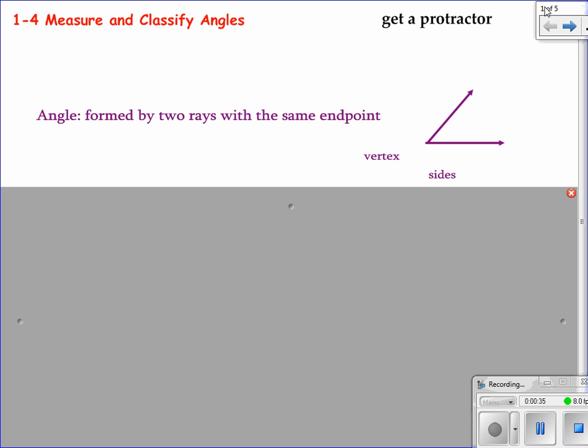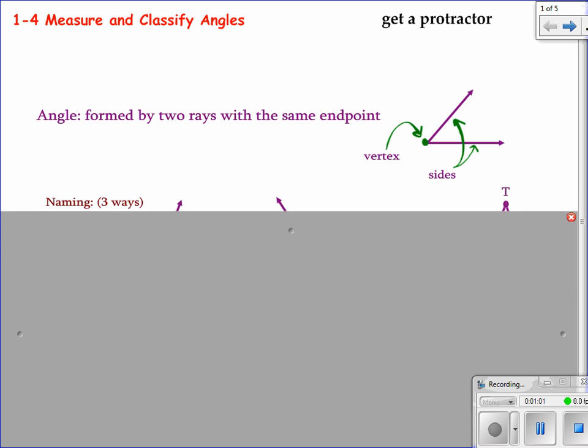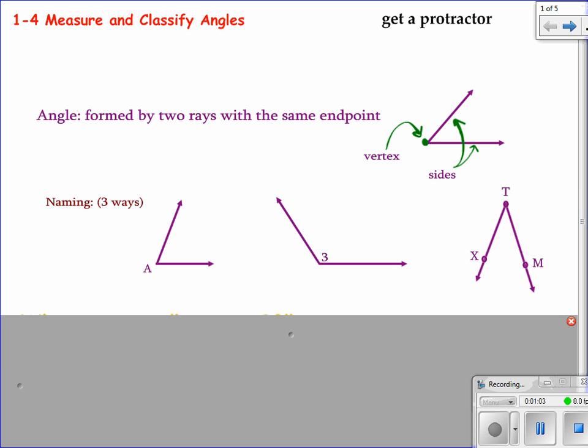It's just two rays. Here are the two rays with the same endpoint. That endpoint that they share right here is called the vertex. So draw an arrow to that. The sides are simply the rays. So if I ever talk about the vertex, I'm talking about the corner of the angle where the two rays meet together. Okay, there's three ways to name an angle.